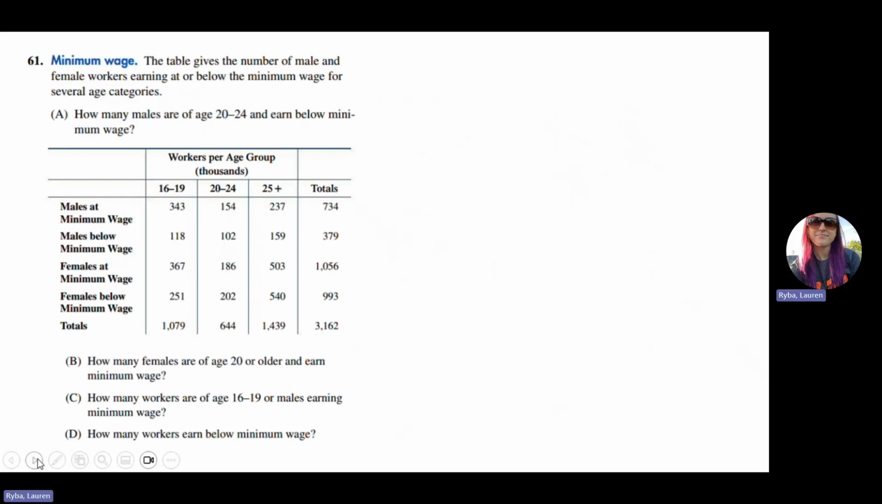We have a 2-way table. And this is still in your book, but problem number 61 is from page 376. So what we have is different age groups. We have totals. And then it's broken between males at minimum wage or males below, females at minimum wage, and females below.